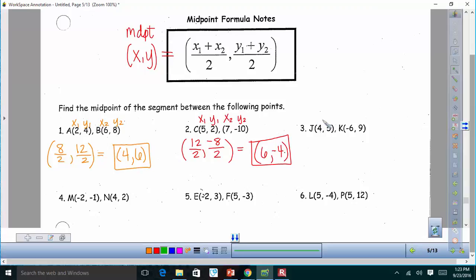So again, the very first thing that I would do, so I don't mess it up, is label x1 and y1 and x2 and y2. I'm going to plug into my formula, so I'm going to go ahead and write out what I know. In the first numerator, it's x1 plus x2. So 4 plus a negative 6. What does that give me? Negative 2. And 5 plus 9 gives me 14. So that's going to give me negative 1, comma, 7 as my midpoint.